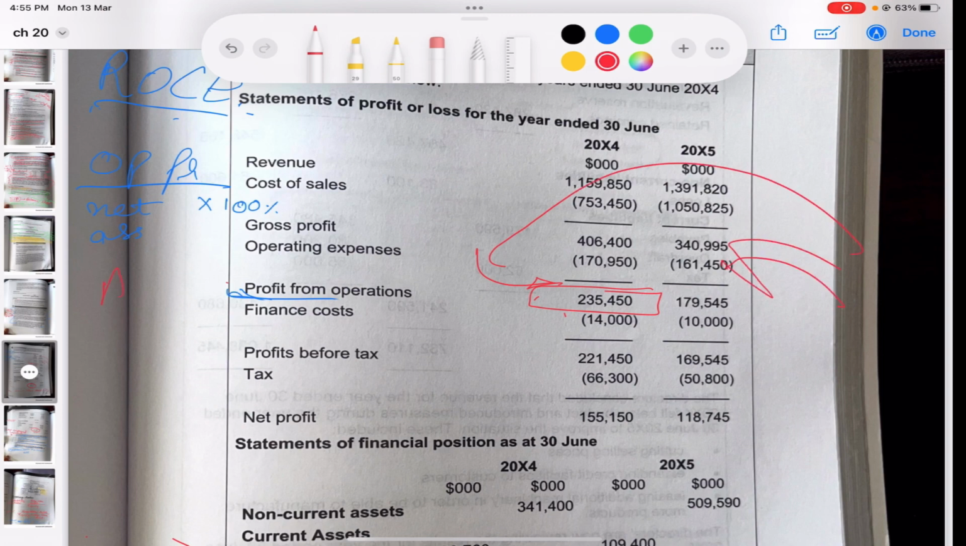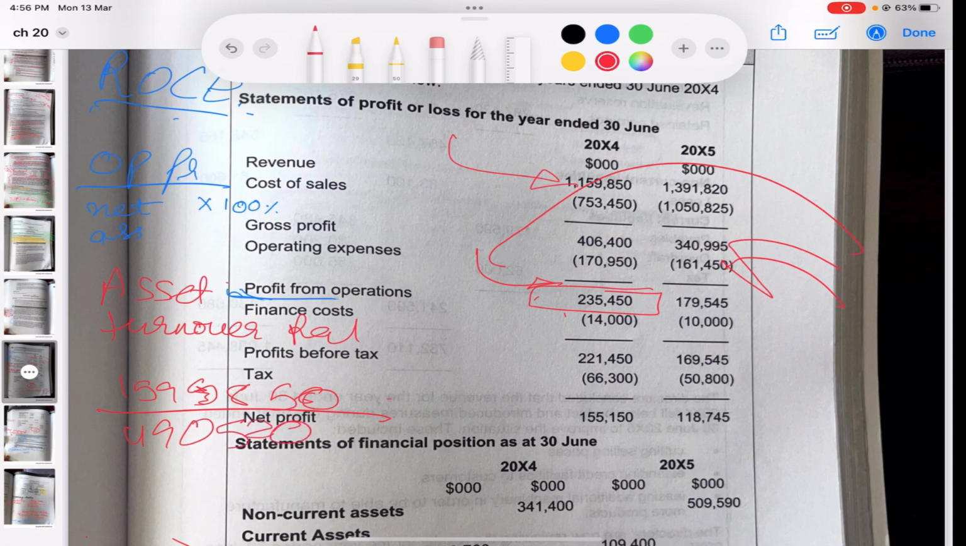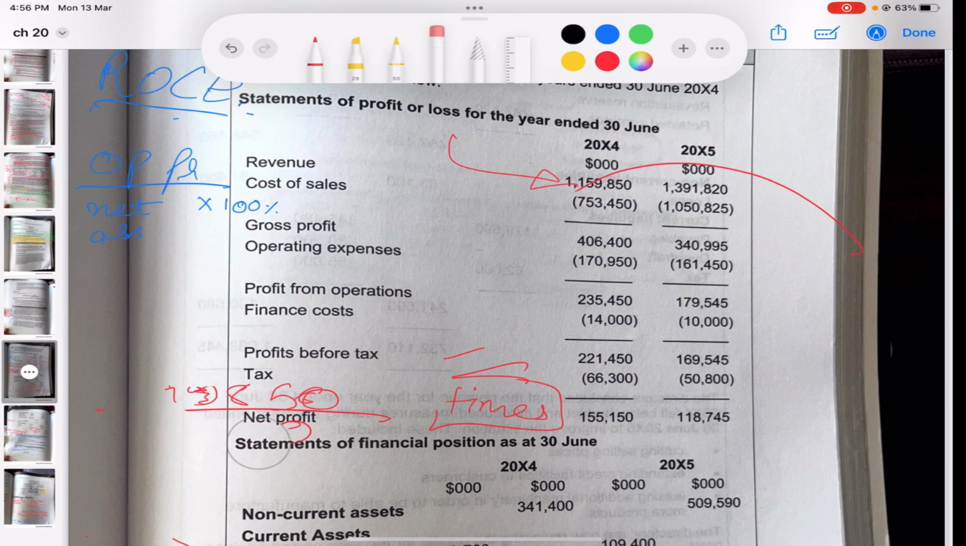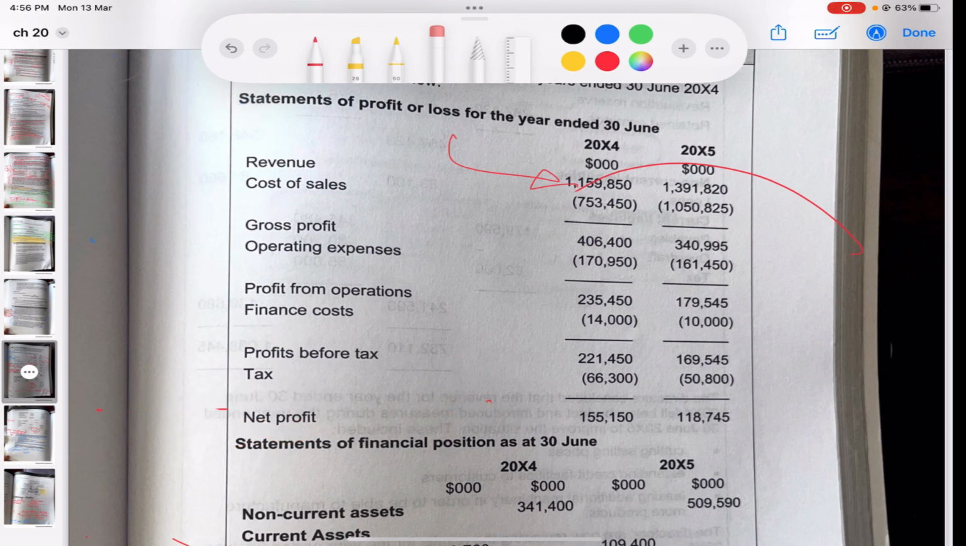Next, we have the asset turnover ratio. What is the asset turnover ratio? Sales revenue, which is 159,850, divided by net assets, which is the capital employed, 490,520, which we found out. Right. By doing this, you get the answer in times. Same thing you're going to do the other side also. I hope you are able to do it. See, if you remember the formulas, then it is going to be very simple.